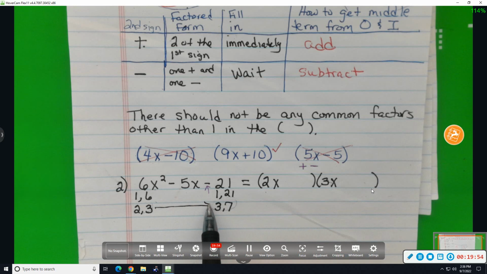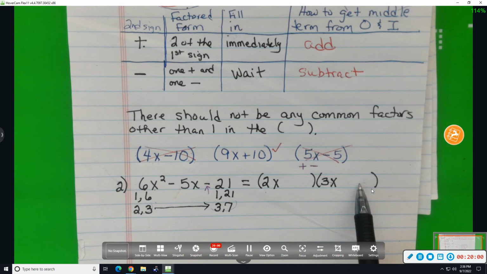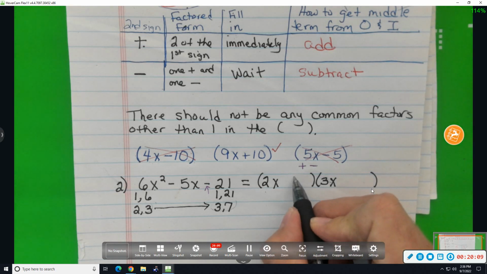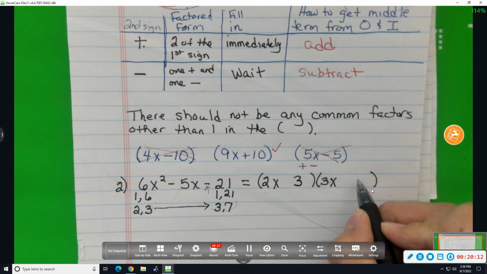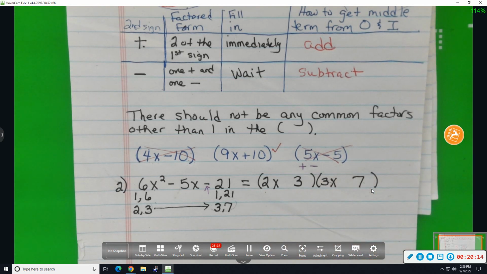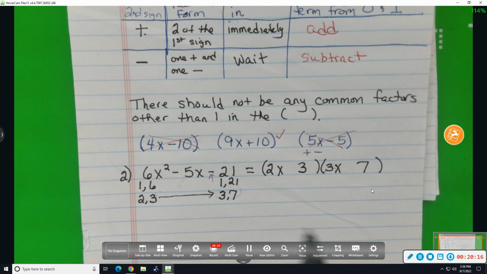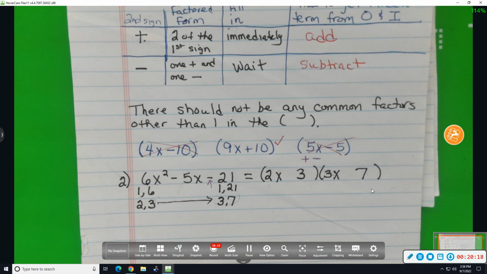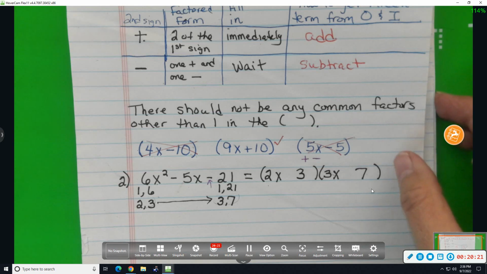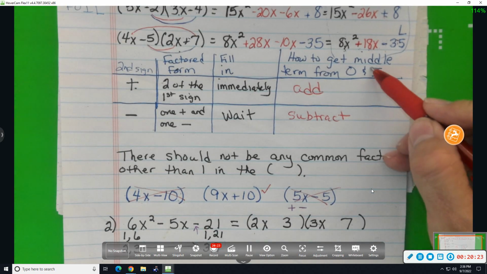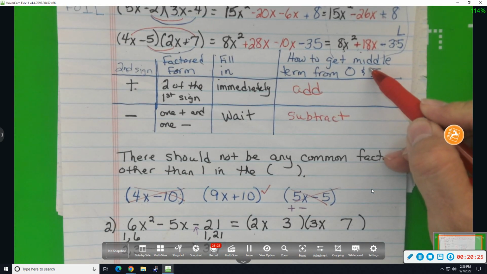And I'm going to try to pair it with the 3 and 7. If this is going to work out, I cannot put the 3 right here. We can't have the same number in both sets of parentheses because they'd be a common factor. So let me try it like this. If I put the 3 here and the 7 there, now can I make it work out? What do I mean by that? I've got to get those outer and inner terms to combine together to give that middle term.